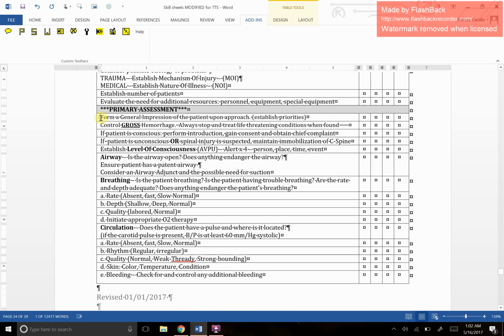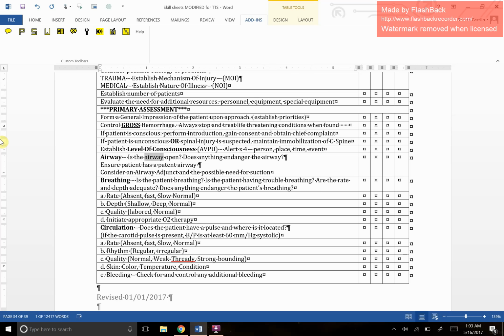Primary assessment. Form a general impression of the patient upon approach. Establish priorities. Control gross hemorrhage. Always stop and treat life-threatening conditions when found. If patient is conscious, perform introduction, gain consent, and obtain chief complaint. If patient is unconscious or spinal injury is suspected, maintain immobilization of C-spine. Establish level of consciousness, AVPU, alert x4: person, place, time, event.